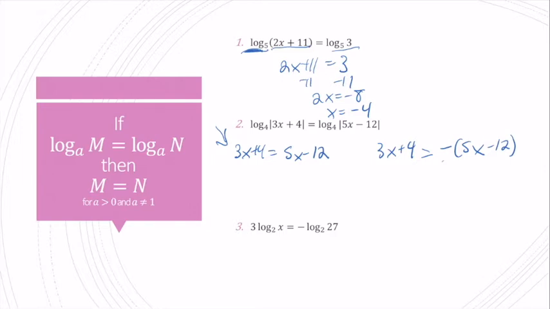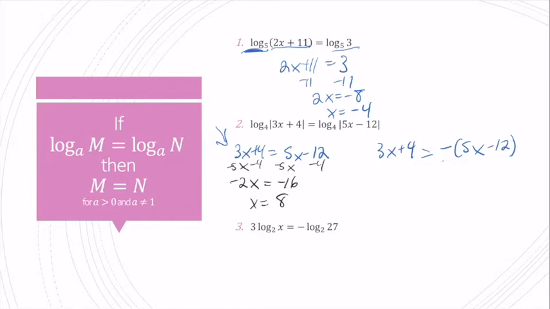So I'm going to go ahead and solve my equation on the left first. I'm going to subtract 5x from both sides. Apparently I'm also going to change pen color. That gives me negative 2x. I'm going to subtract 4 from both sides. I have negative 2x equals negative 16. That gives me x equals a positive 8.